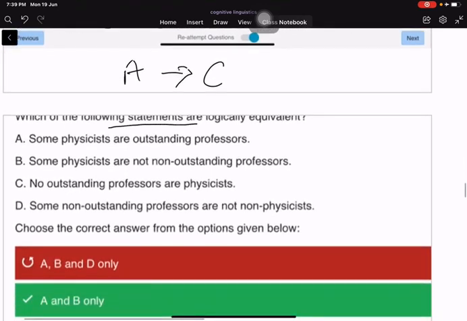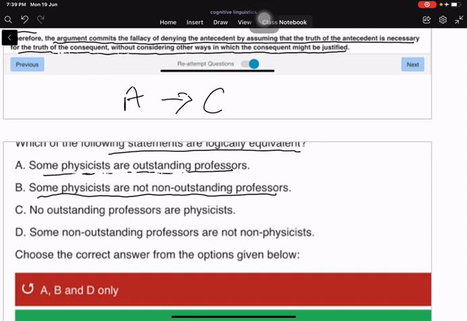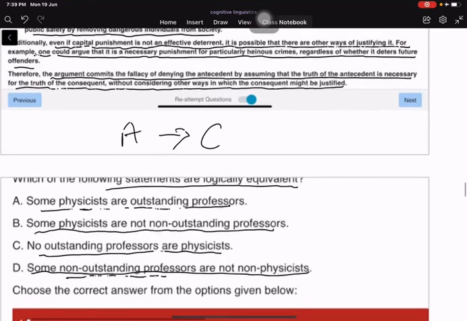Now, which of the following statements are logically equivalent? Some physicists are outstanding professors. Some physicists are not non-outstanding professors. No outstanding professors are physicists. And some non-outstanding professors are not non-physicists. So they're physicists basically. The answer to this is A and B only.